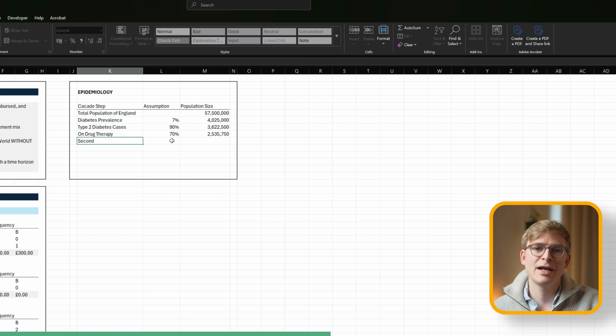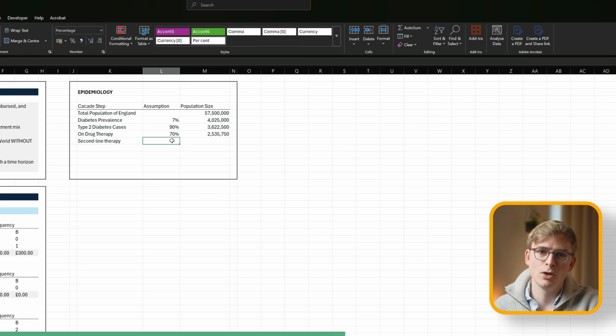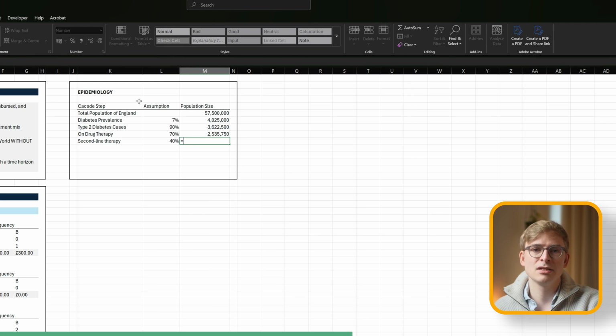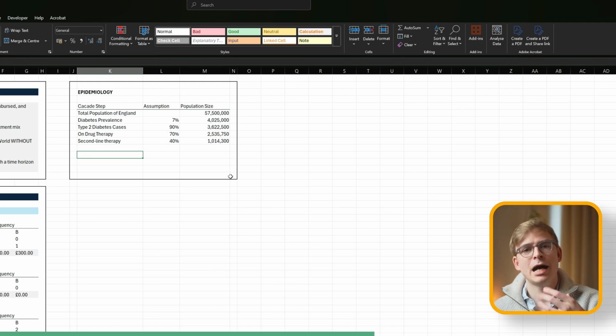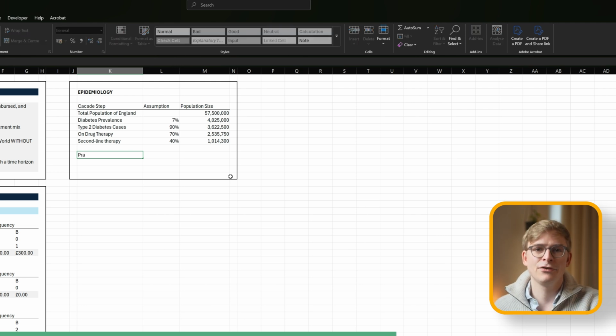Lastly, we want to reflect that our two treatments are indicated for second-line treatment only, so patients must have failed their first-line treatment before they can receive either treatment A or treatment B. I'm just simply going to assume that 40% of patients are on second-line therapy, which finally gives us our prevalent patient population for our model.